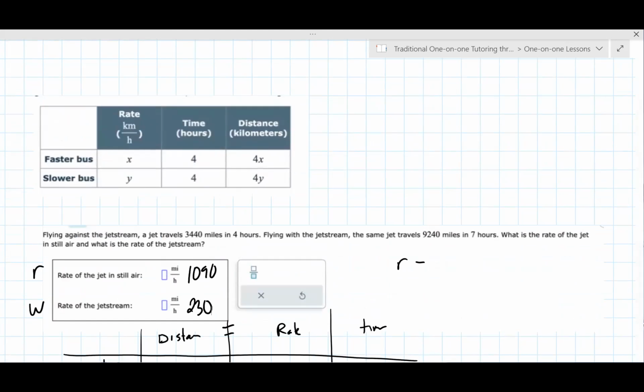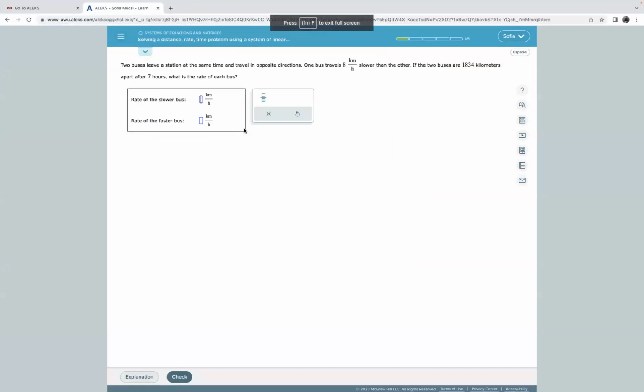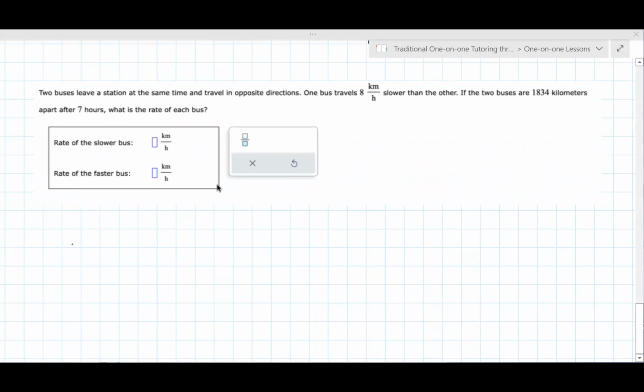Okay. So if you want to share your screen, we can look at another one here. Yeah, let me use there. Okay, here's this next one. All right, so this is a faster, slower bus. Okay, so the order doesn't matter. We have a slower and a faster: distance, rate, and time.